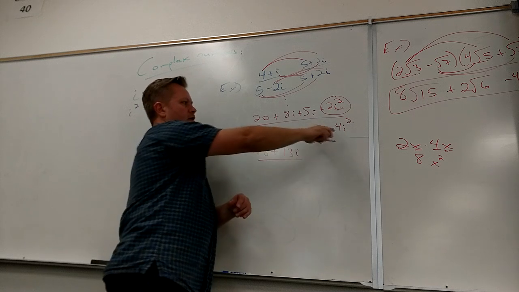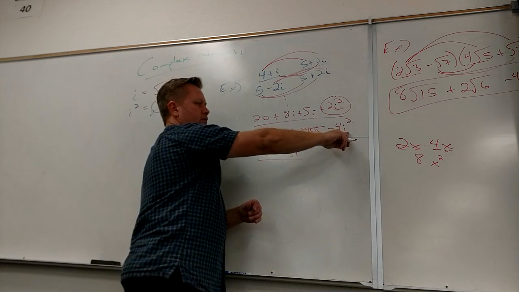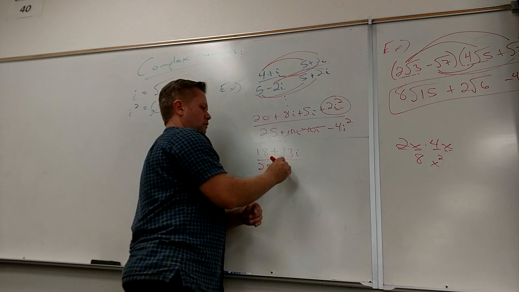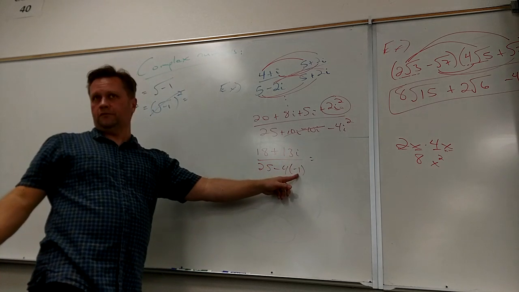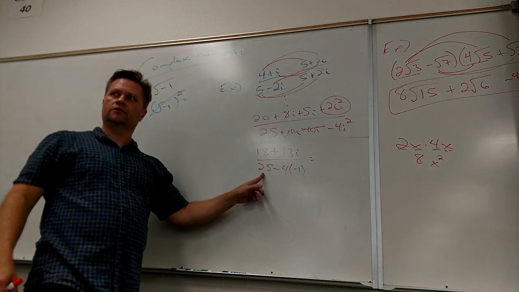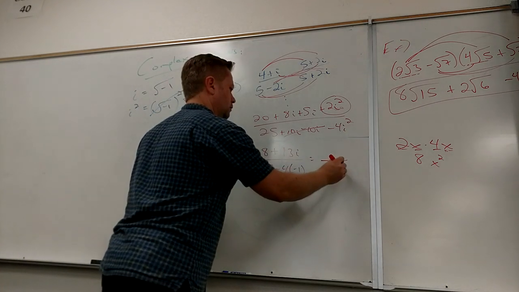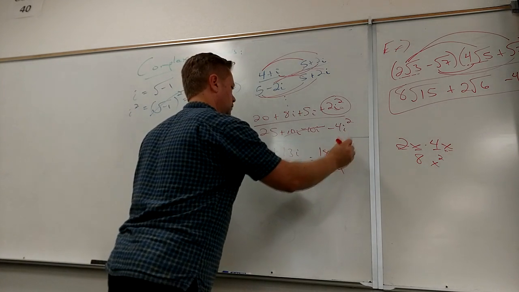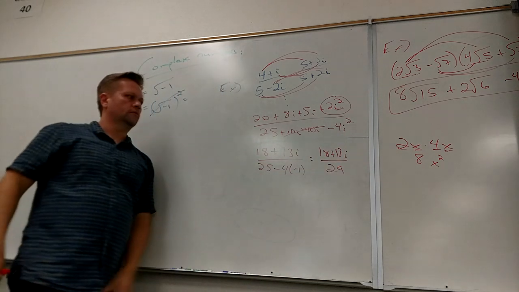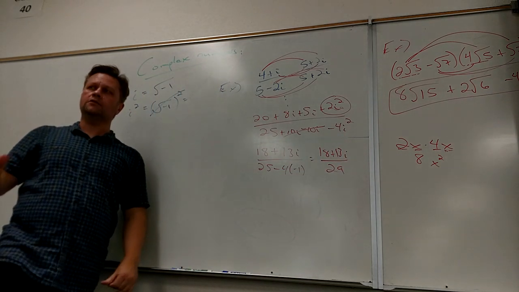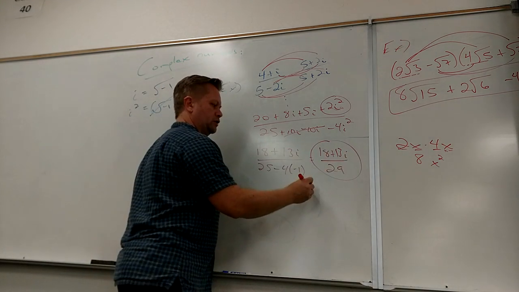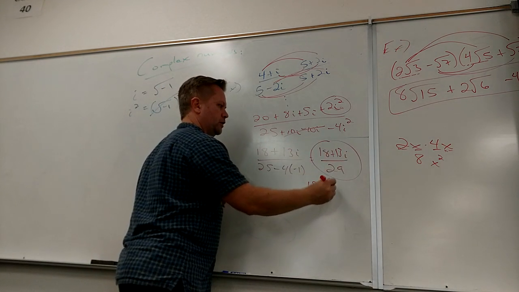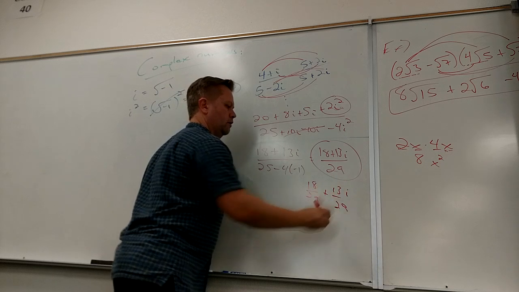On the bottom, I get i squared again, which is negative 1. Negative 4 times negative 1 is 4, plus 25 is 29. And just to show you, that's fine. If you stop there, I'm fine. But can't you do this: 18 over 29 plus 13i over 29?